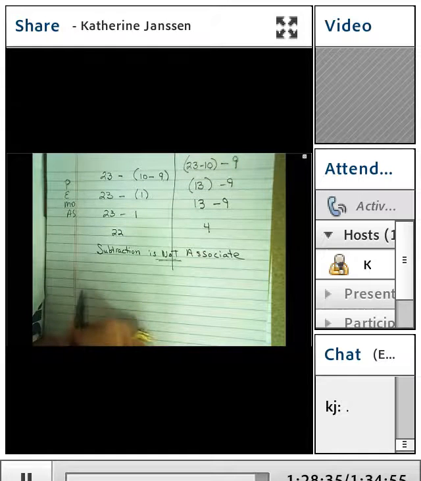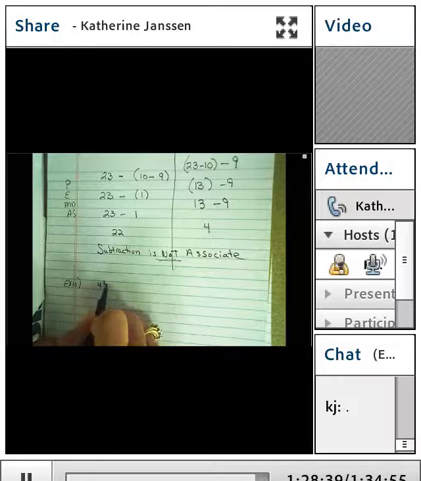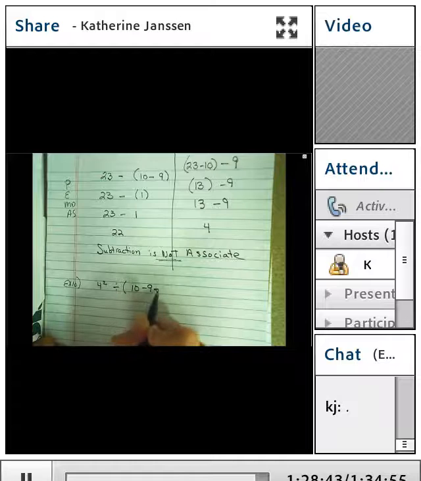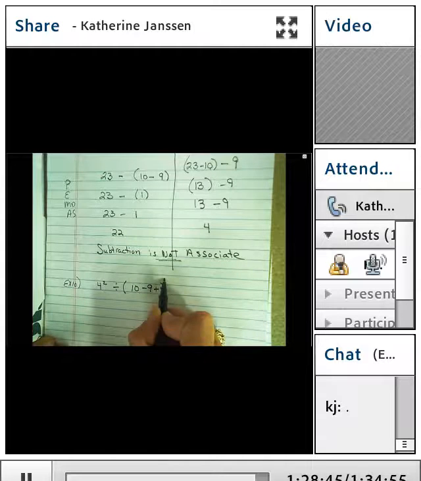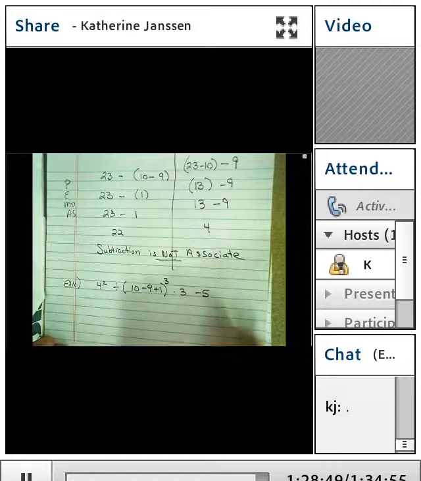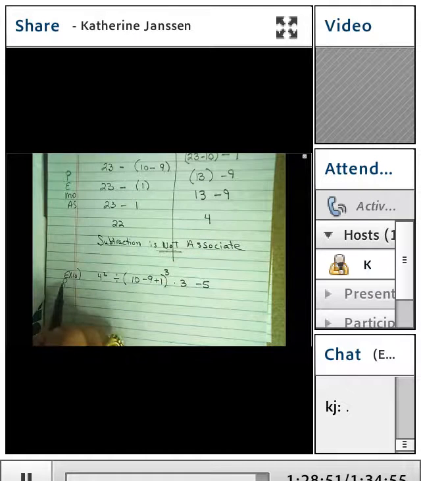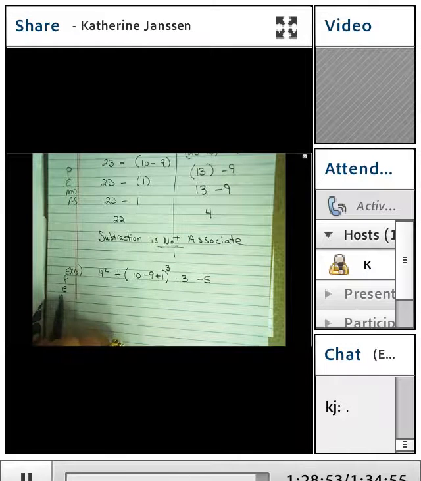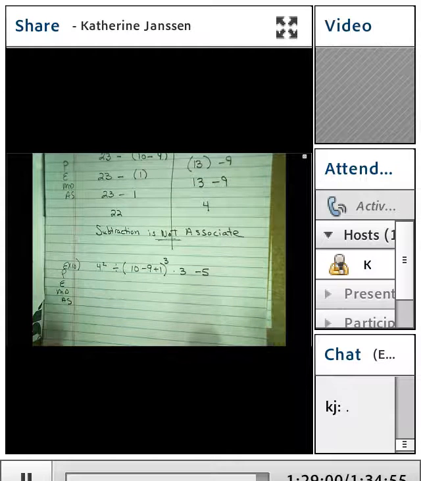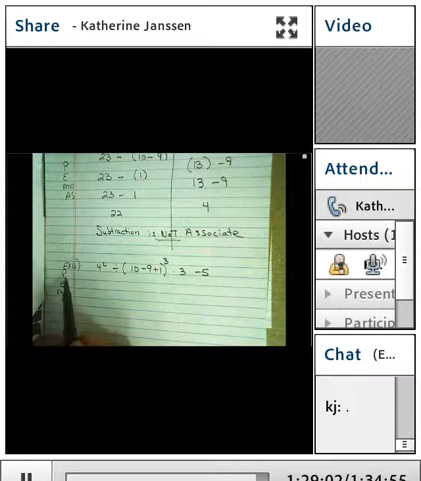Example 10. 4 squared divided by, in parentheses, 10 minus 9 plus 1, the quantity cubed, times 3 minus 5. I'm going to copy my sheet down. Please excuse my dear Aunt Sally. So I'm solving this problem according to our rules of operator precedence. We're going to do exponents first.